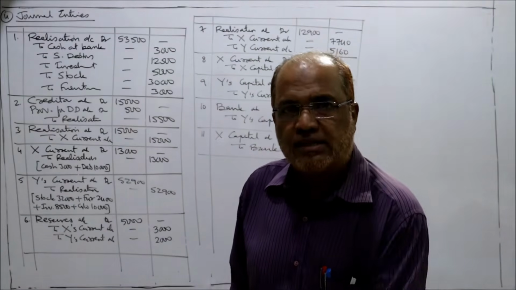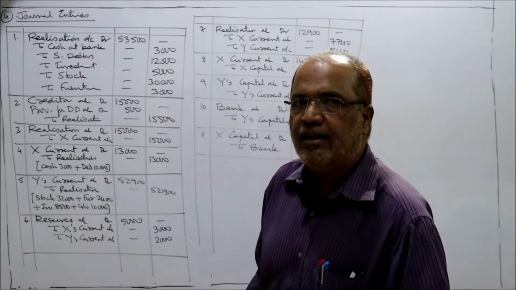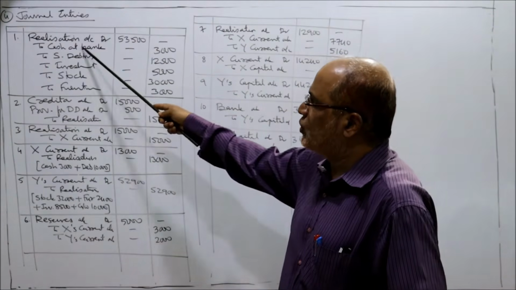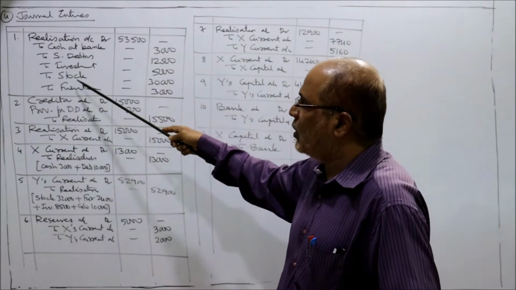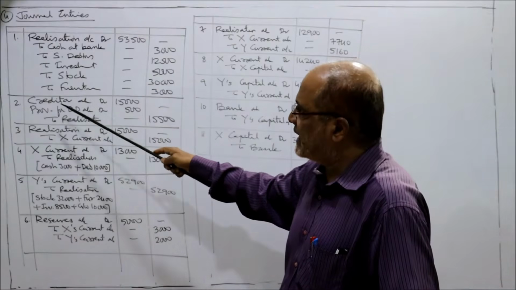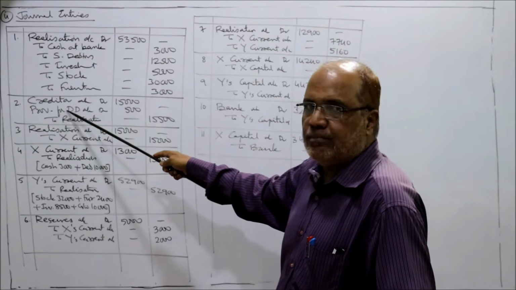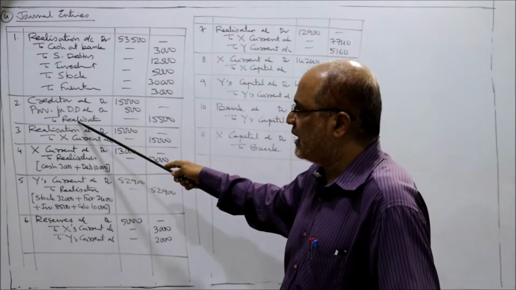Fourth problem we are discussing. We have already discussed the problem and started the journal entry. First entry, transfer all assets to realization: Realization account debit to all assets, being the assets transferred. Second entry, liability and provision, being the liability and provision transferred to realization.